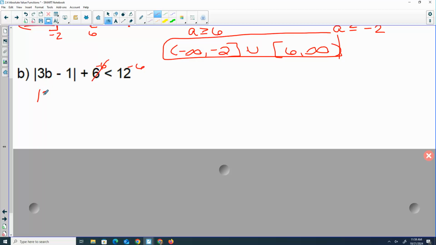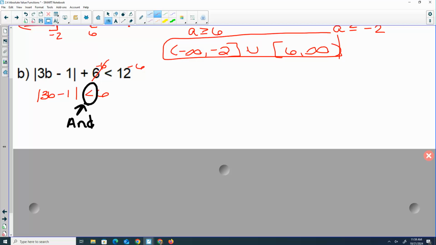So we have the absolute value of 3b minus 1 is less than 6. We wait until our absolute value is by itself. Once it's by itself, I look at this and ask, what does that tell me? And or? And. And so then we have to decide how we want to set this up. Let me show you what I do, and if you don't like it, I'll go back to what you did last year.